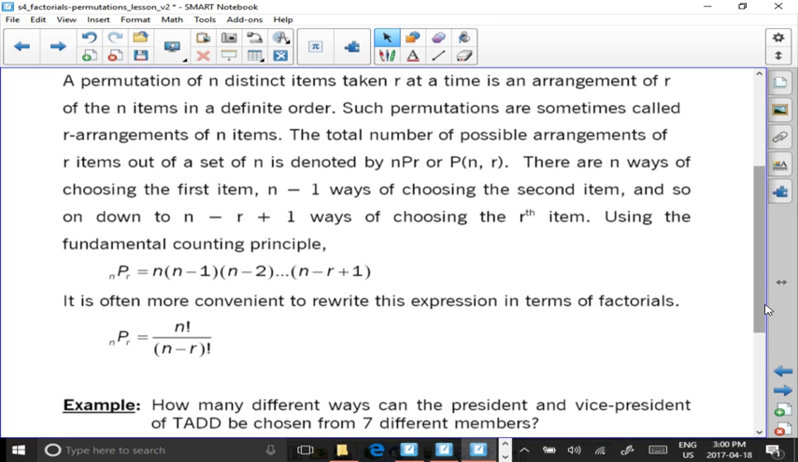It's often more convenient to write this in terms of factorials. So to do that, we say that nPr is equal to n factorial divided by n minus r factorial. Okay, so we have n items, and we're only going to choose a few of them, but we're going to arrange them in a definite order.